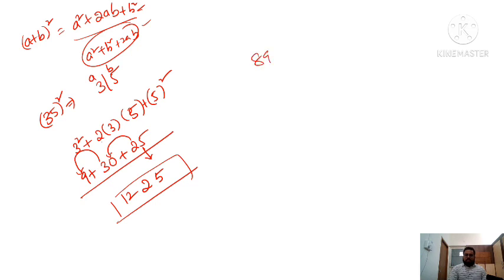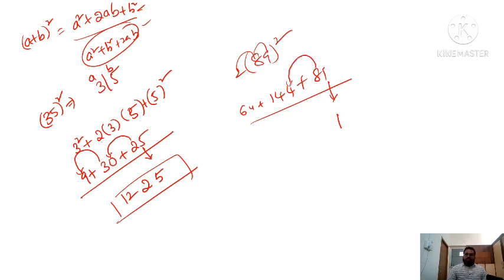If in case 89 whole square. First of all, 8 square is 64. 2 into 8 into 9 is 144, plus 81. So write this first one. 8 is added to 4, 8 plus 4 is 12. So 1 plus 12 is 13, and 13 plus the 64 gives 7921. So 7921 is the answer.